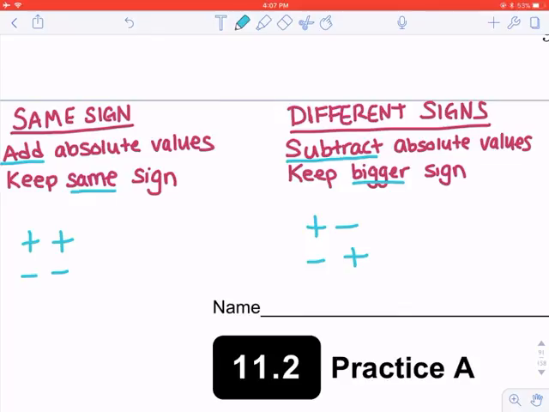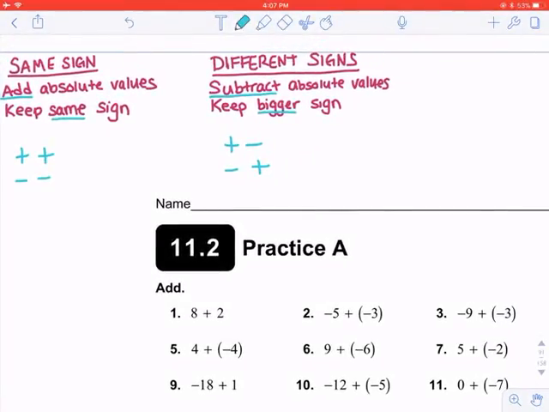If the numbers have the same sign, the process is you add their absolute values and then you keep that same sign. If the numbers have different signs, the process is to subtract their absolute values and then you keep the sign of the bigger number. So we're going to practice that. Let's look at problem 1.